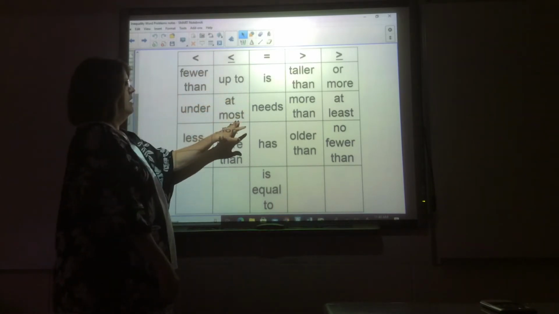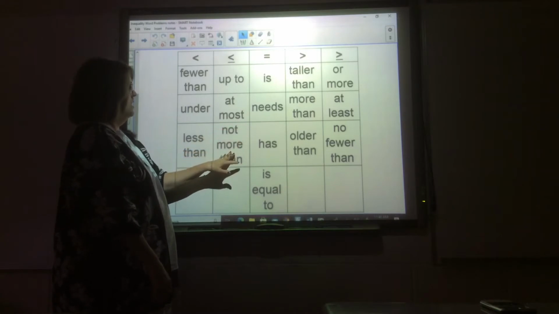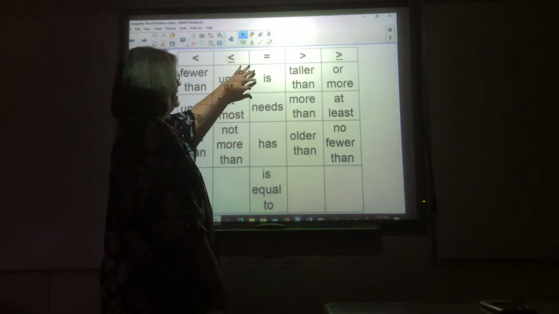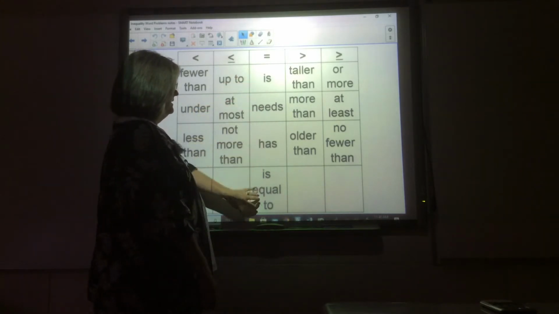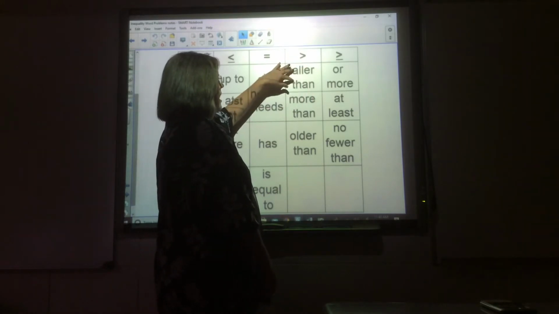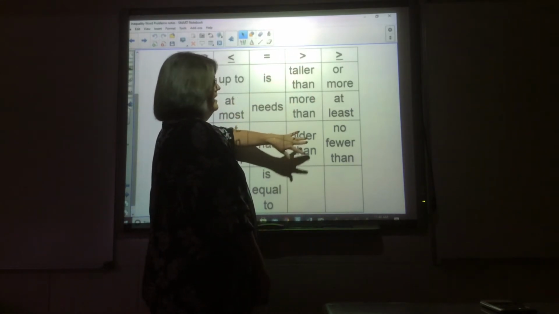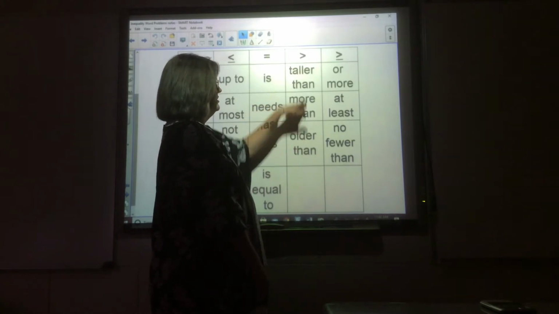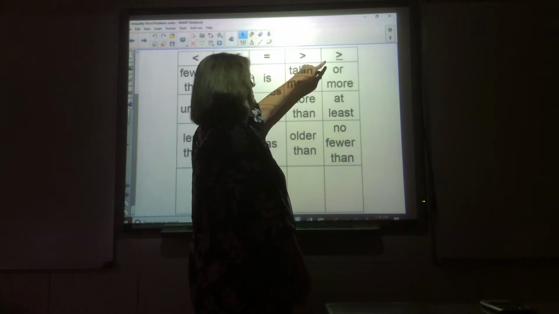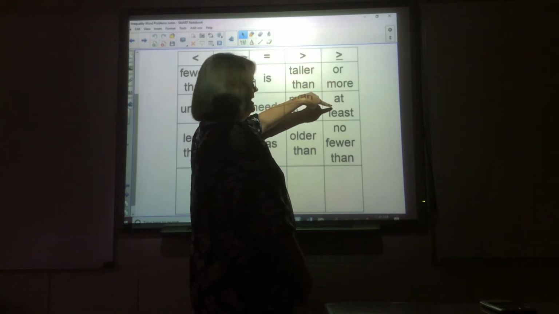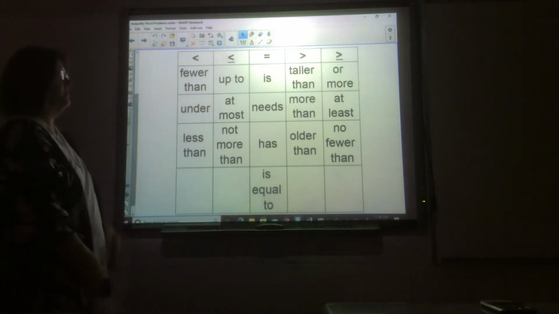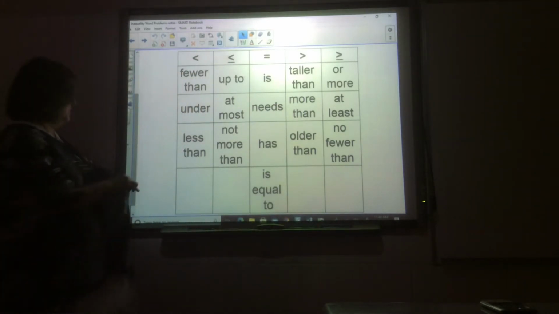whatever number they gave you, at most, not more than. Words that mean equal, which you've seen already, are is, needs, has, is equal to. Greater than, taller than, more than, older than. These are just examples. You realize that there can be more than that. Greater than or equal to: something or more, at least, no fewer than. Now, these are just some phrases, just a little graphic organizer to help you remember those.